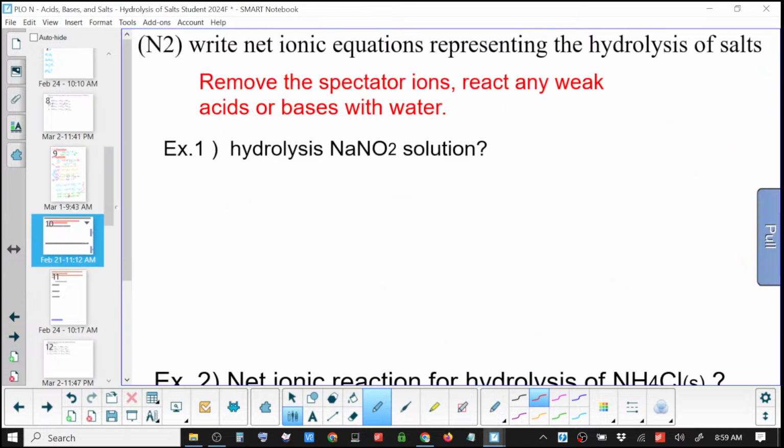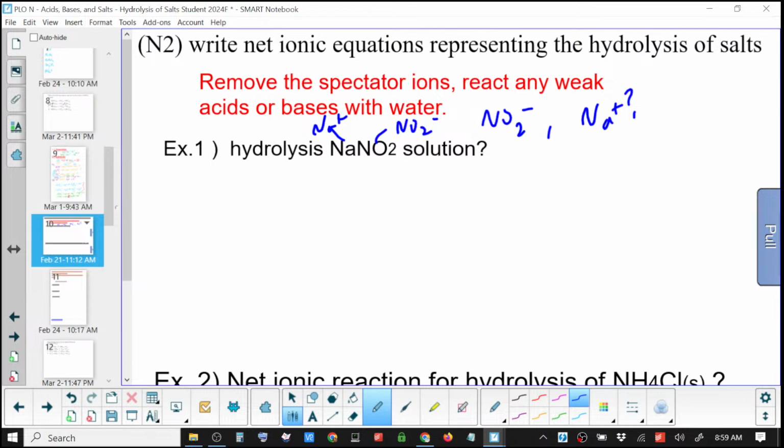Okay, hydrolysis of NaNO2. Now that we've done dissociation, and now that we've done hydrolysis, what are the two ions in here? Plus and minus. Well, Na is plus. So we got Na plus and NO2 minus. Which one of those can undergo hydrolysis? NO2 minus can undergo hydrolysis. What about Na plus? Shaking your head. Good. Right instincts.